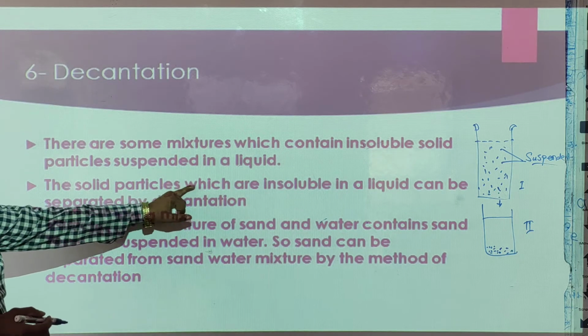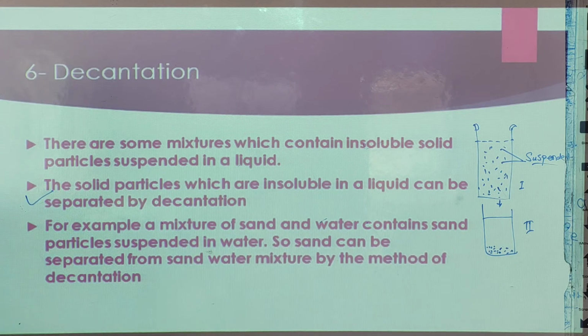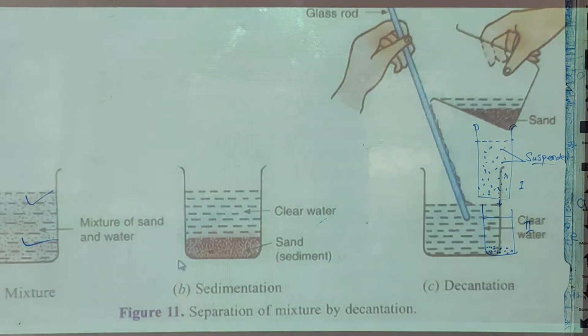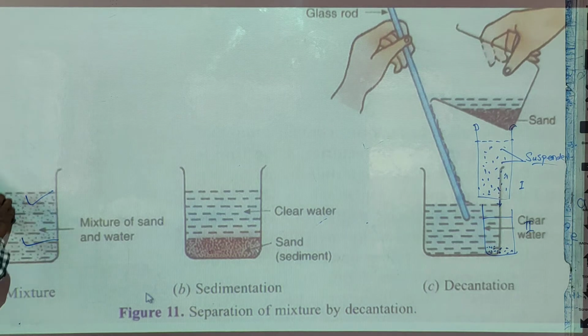The solid particles which are insoluble in liquid can be separated by decantation. Example, a mixture of sand and water contains sand particles suspended in water. So sand can be separated from the sand water mixture by the method of separation or decantation. You can see the picture here. With the help of the picture I will explain to you.